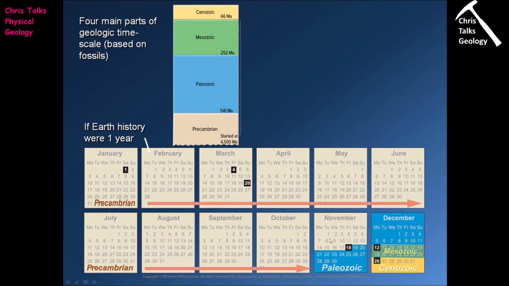Now, in terms of the Paleozoic, it is going to go from the 18th of November through to the 11th of December. So it is a reasonably substantial unit of geologic time. Then, in terms of the Mesozoic, that's from the 12th of December to the 25th of December. And the Cenozoic is from the 26th to the 31st of December. And if you're wondering about the genus Homo, of which humans are part, well, we make our appearance in the last few hours. We are a relatively minor part of the whole geologic timescale.